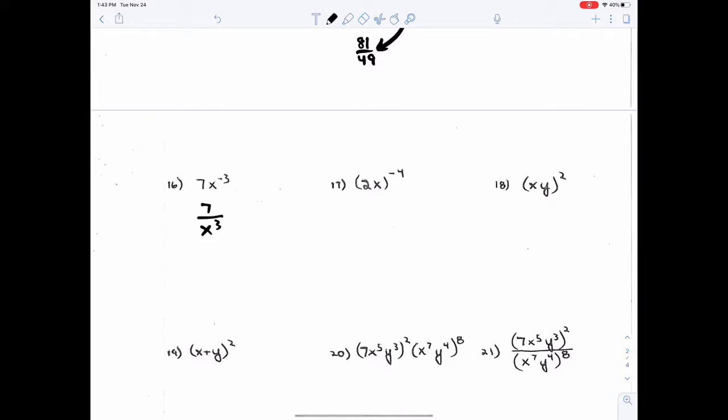Now in number 17, the negative 4 goes to both of them, since the 2x is in parentheses. So I'm going to give the negative 4 to each one. And now everyone that has a negative exponent, I'm going to change its position. So we have 2 to the 4th on the bottom, which is 16, and x to the 4th. Okay, again, I'm going to give the exponent to each one. So you just have x squared, y squared. That's all there is to it.